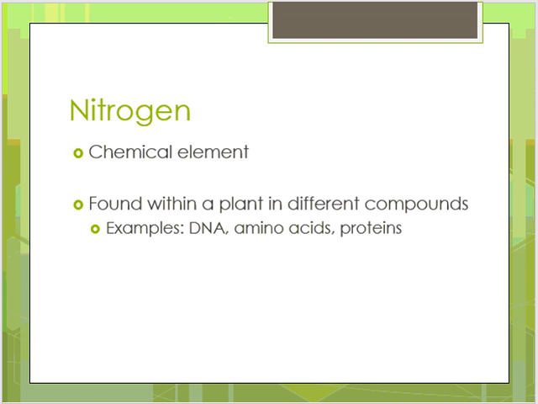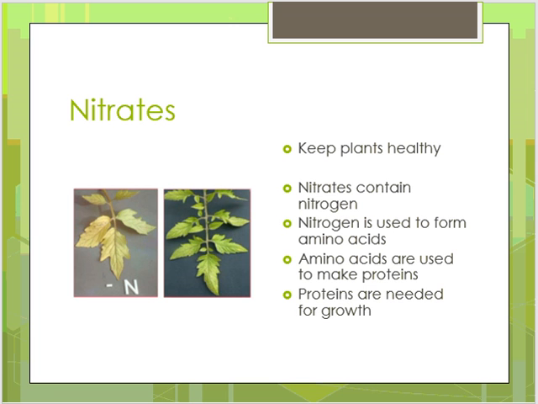Looking at nitrogen, basically nitrogen is a chemical element, which we know is found within a plant in different compounds. Those compounds might be DNA, amino acids, and proteins. Very important compounds to the functioning and growth of a plant. And then we have nitrates. This is basically a chemical compound containing nitrogen and oxygen, and that helps to keep plants healthy.